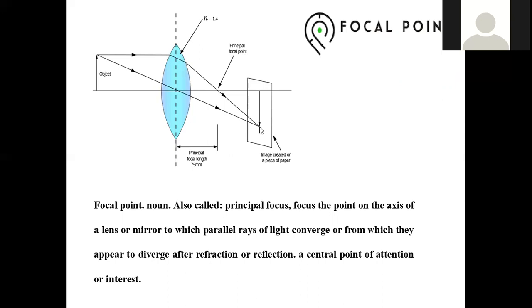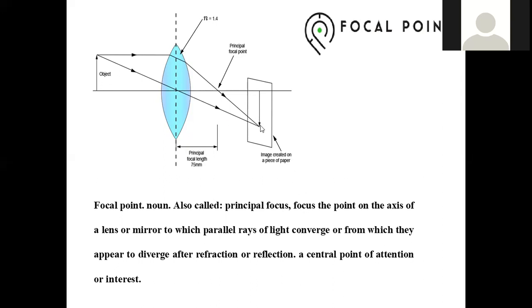This particular point is said to be the focal point, and at the convergence of the rays, you are able to get its image. In this case, the initial object is vertical and upright, but the image generated will be inverted. So this is the point called the focal point, denoted with F, right? Focal point is a noun and is also called the principal focus. The focus point is the point on the axis of a lens or mirror to which parallel rays of light converge.